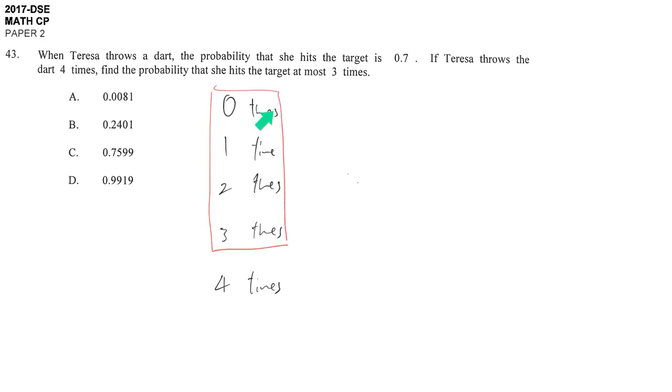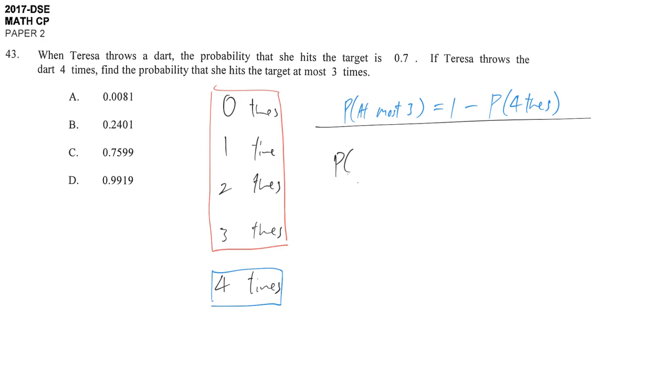You may get it term by term, or in short, you may just simply get the excluded item, and then you just use all possibility. That means 1 minus the probability of this outcome. So our strategy for at most 3 is: 1 exclude the only one left, 4 times. And that's why we are going to calculate the probability that we hit 4 times in a row.